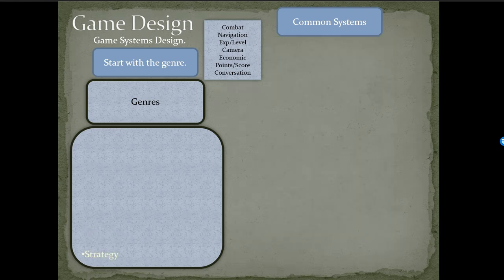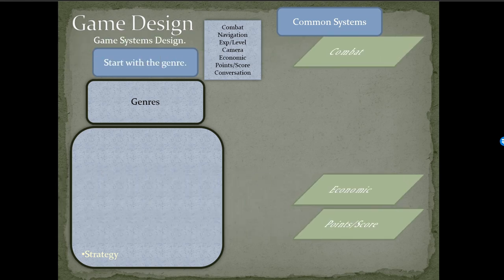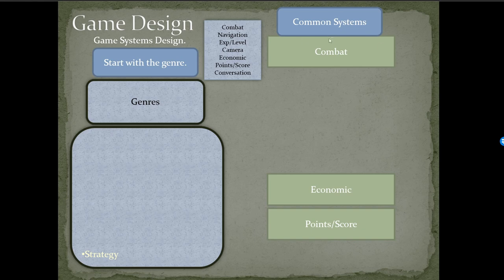Strategy games. What do you think the common systems would be for a strategy game? Right. Typically, it's going to be combat. Most strategy games revolve around combat. There would definitely be an economic system and some sort of point scoring system to determine how well you did, how good your strategy was. Obviously, there's basic camera stuff depending upon what the strategy is, but it's not necessarily always there. For example, Artillery is a strategy game wherein the camera doesn't move at all. It's just a static thing, and you're aiming and firing at another opponent, and you're just trying to get the physics of the shot down. And so they wouldn't have a conversation system, they wouldn't have an experience or leveling system typically, and there's not much navigating to be done in a strategy game.